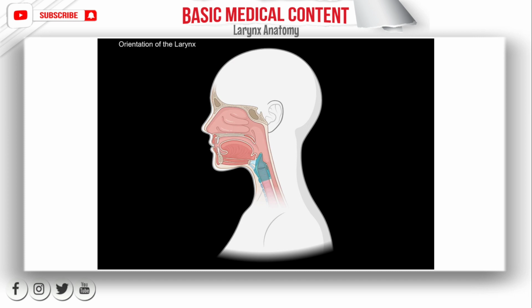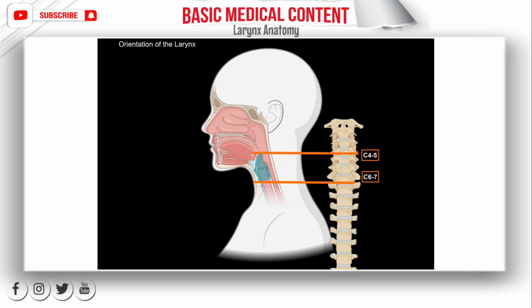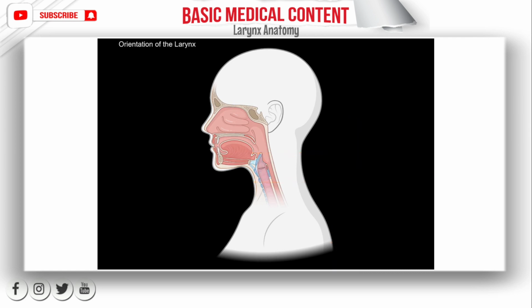Alright, so the larynx is located right about here. It lies between the hyoid bone and the trachea and right in front of the esophagus. Topographically, it starts at the region of the 4th, 5th cervical vertebrae and ends at the region of the 6th, 7th cervical vertebrae.